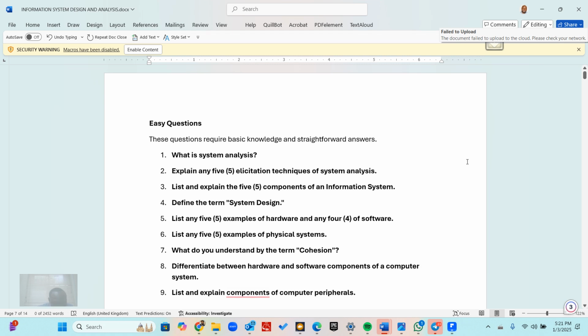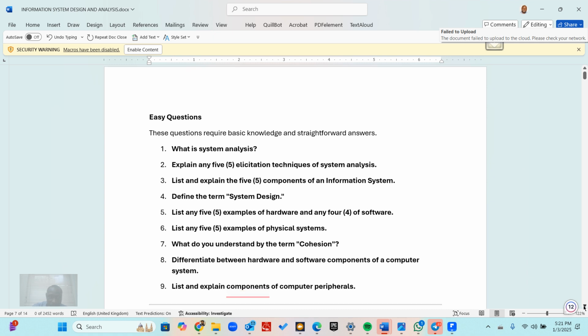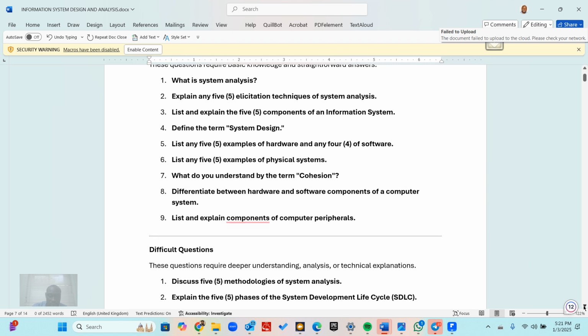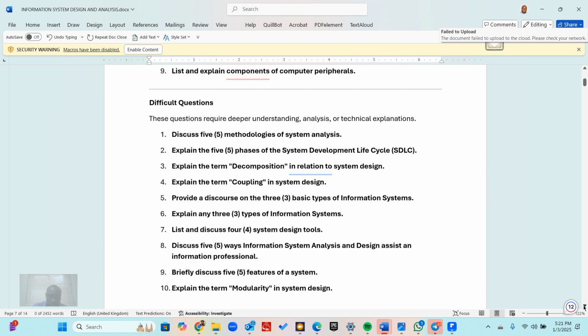So today I'll be talking about information system design, and I'm going to delve into discussing questions and answers directly. Here I have sieved the questions from information system design, from easy questions to difficult questions. So we're going to be starting with 10 easy questions before we delve into the difficult questions, 10 difficult questions.